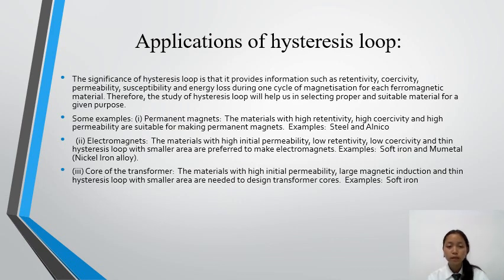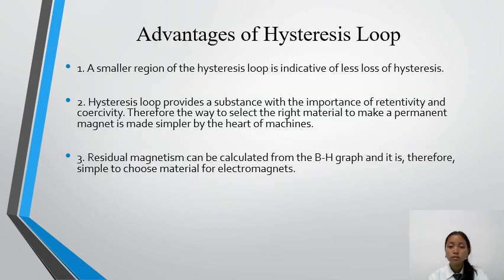Some examples. Permanent magnet: the material with high retentivity, high coercivity, and high permeability is suitable for making permanent magnets. Example, steel. Electromagnet: the material with high initial permeability, low retentivity, low coercivity, and a thin hysteresis loop with smaller area is preferred to make electromagnets. Example, soft iron. Core of the transformer: the material with high initial permeability, large magnetic induction, and a thin hysteresis loop with smaller area is needed to design a transformer core. Example, soft iron.